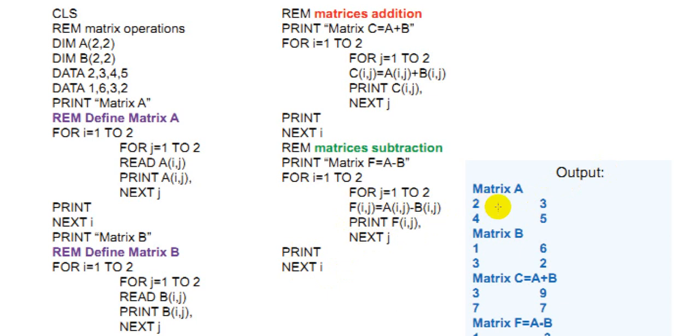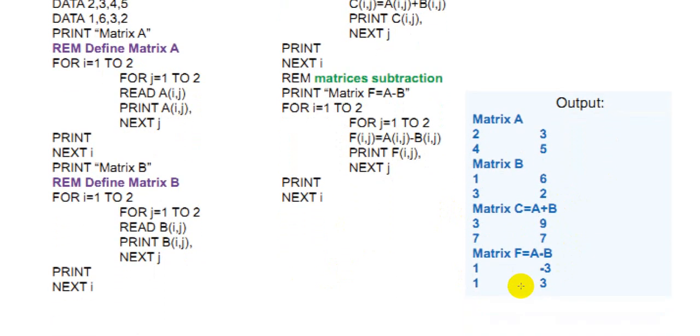Outputs will be in the following form: matrix A 2 or 4 5 2 3, matrix B 1 6 3 2, matrix C. Matrix C is going to be the resultant C from the combination of both A and B matrices. It will be in the following form of 3 9 7 7, and matrix F equal to A minus B, the subtraction of both. The fourth matrix states the combination or the addition process for both A and B given matrices, by the following example as you can see right from 1 3 1 3.